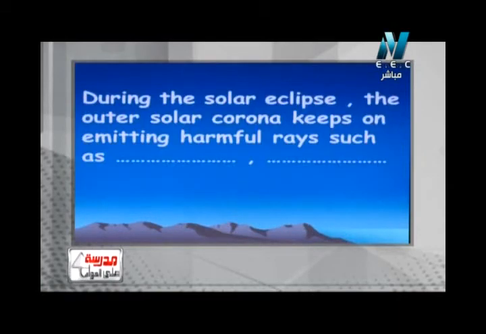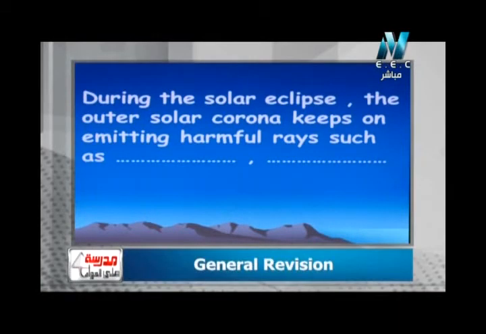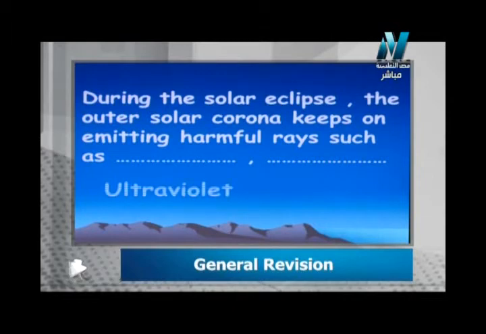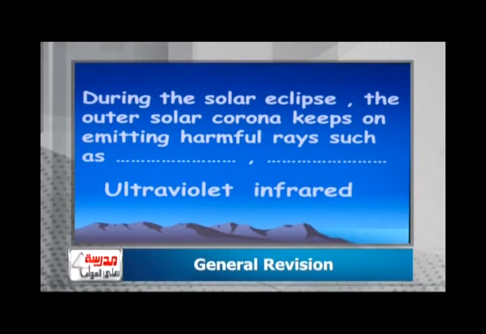Another question: during the solar eclipse, the outer solar corona keeps on emitting harmful rays such as what and what? Such as ultraviolet and infrared radiation. So we must take care.